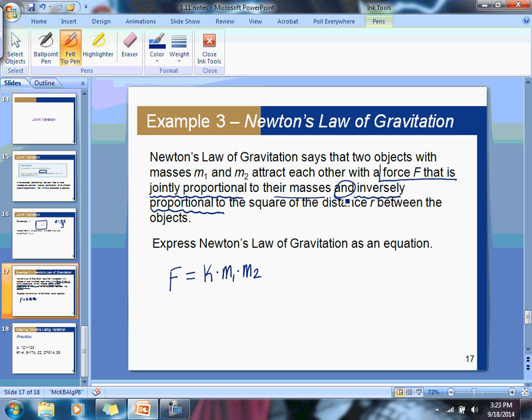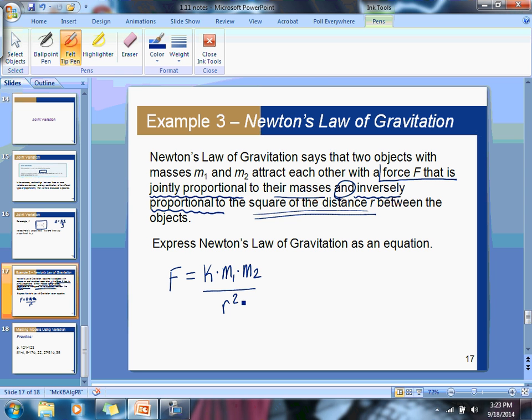And that force is also inversely proportional to the square of the distance between the objects. So the square of the distance. So now that I have an inverse proportional relationship here, I'm going to divide. And the square of the distance. Now be careful now, it doesn't say square root. It says square of the distance. So I'm going to have my variable r, and I have to square it.